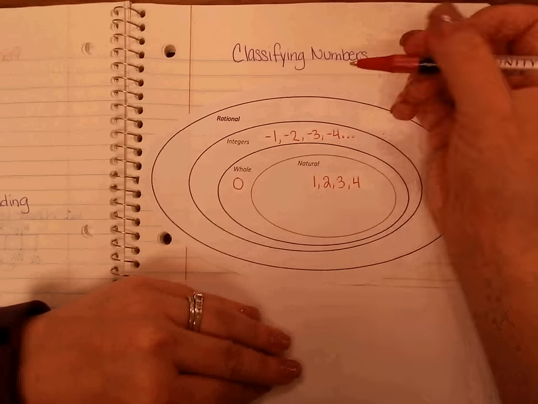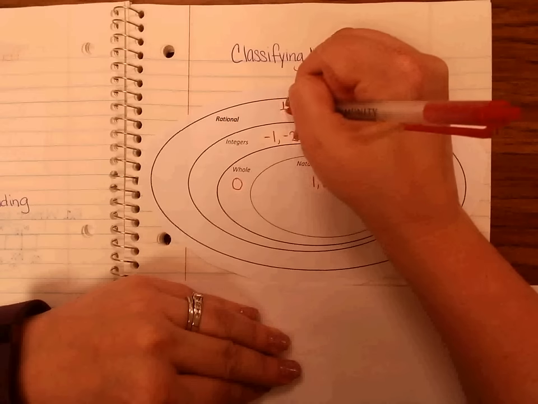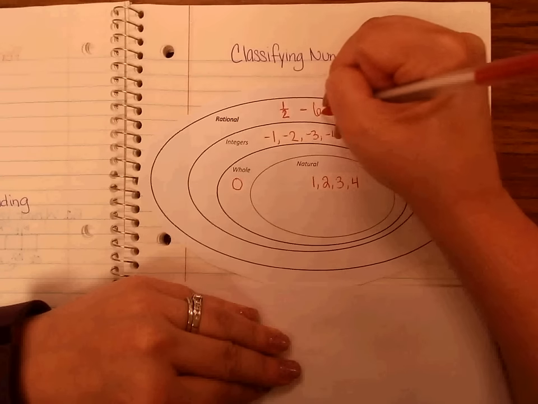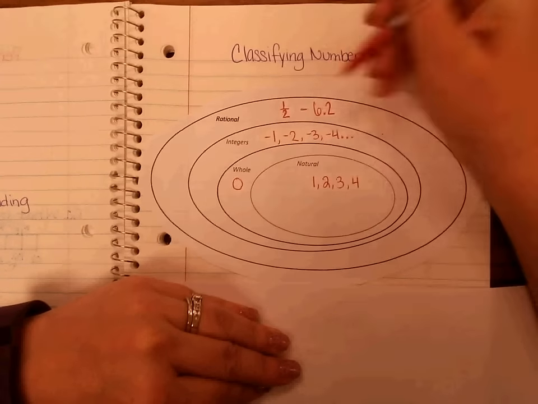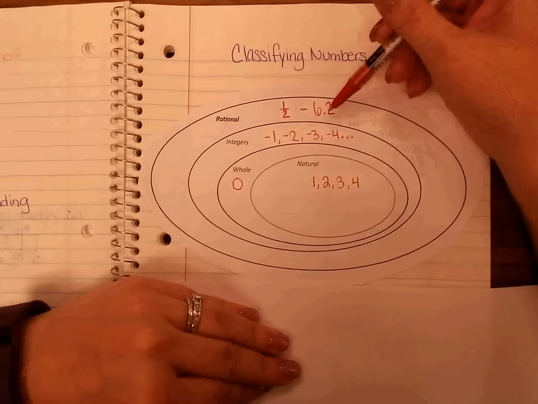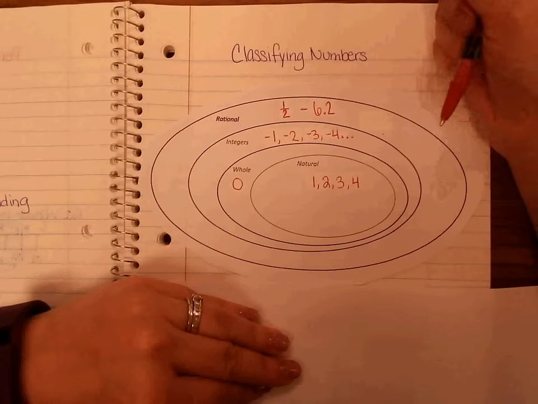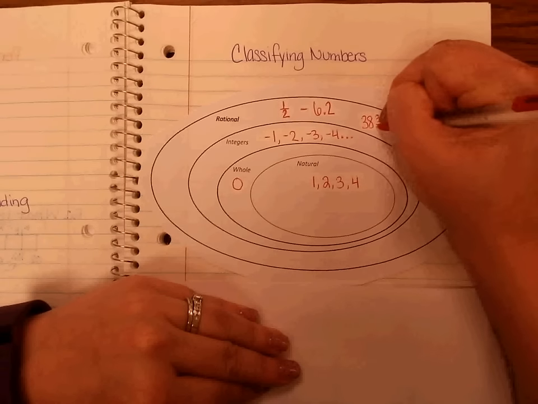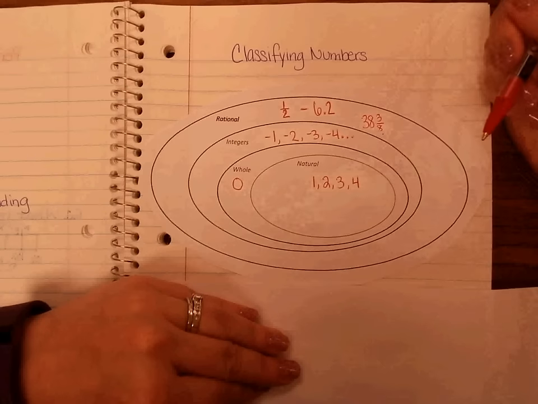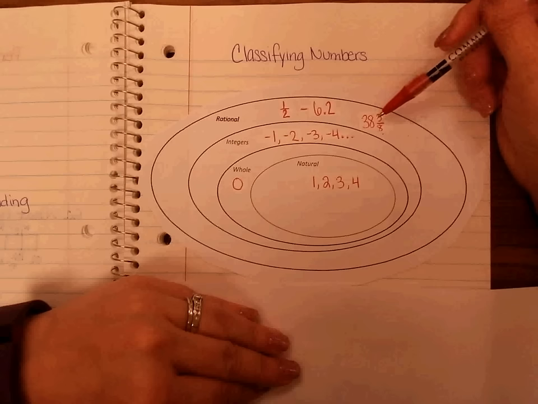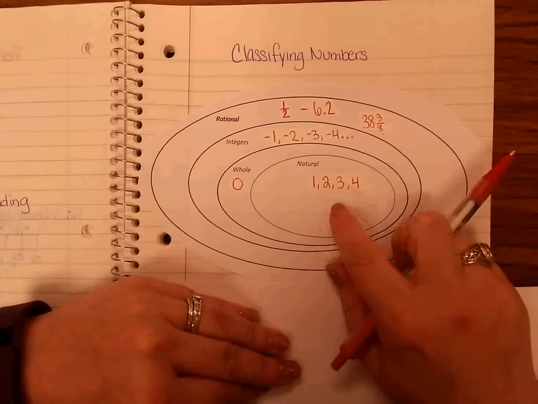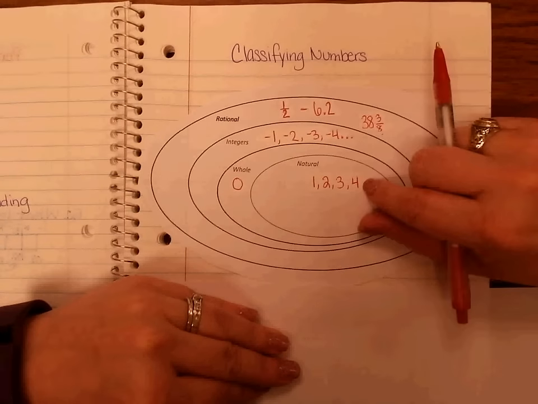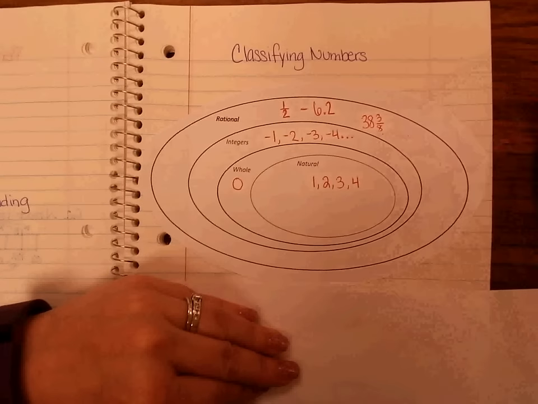More rational numbers that we think of are things like 1/2. It's a fraction. Or -6.2. Notice it's negative, like an integer, but it has something past that decimal point. Or we could say 38 and 3/8. It's a whole number with a fraction attached to it. So the whole number 38, if we didn't have the 3/8, that would just be here as my natural number, a counting number. But because it has the 3/8 with it, it doesn't qualify as a natural number or a whole number or an integer. We would just call that a rational number.